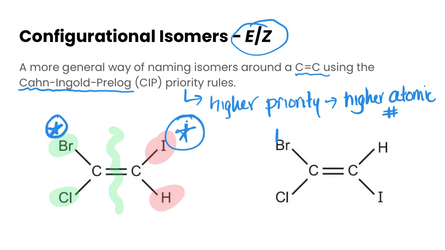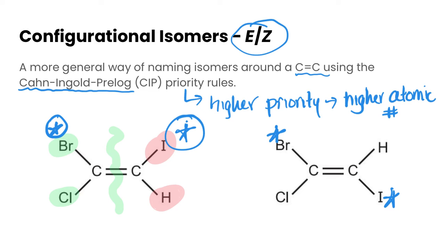Now, this molecule here is the same, except our iodine's down here and our bromine's up here. So very similar rules in terms of naming, except instead of cis and trans now, we're going to use E or Z.